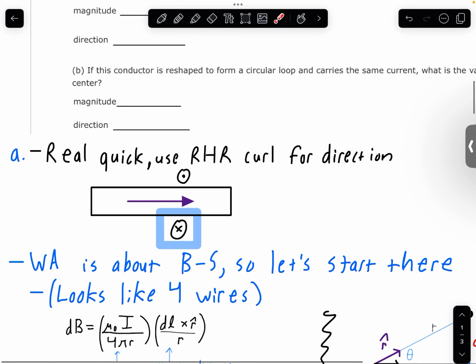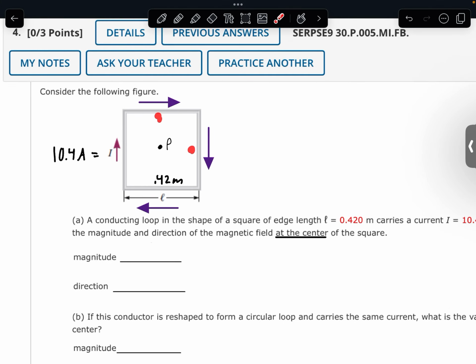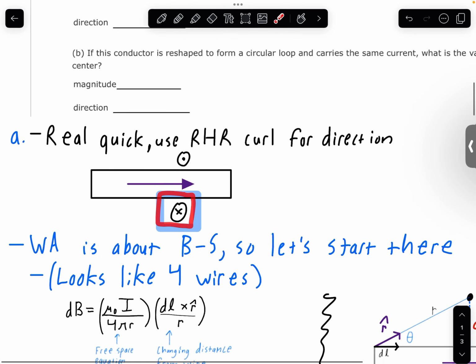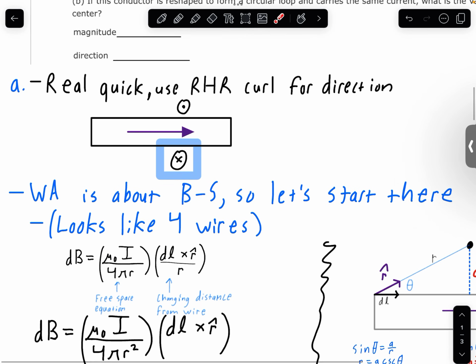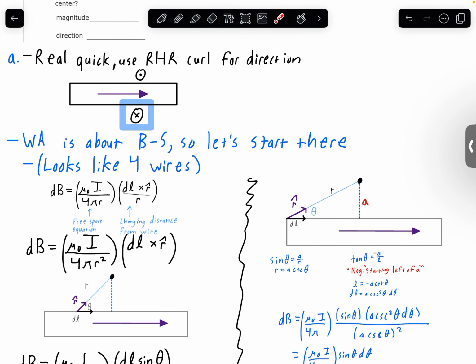So on the top, our magnetic field will travel out of the page, and on the inside, at any of the parts of the loop, the field will travel into the page. So that's pretty basic stuff. You should know that by now.